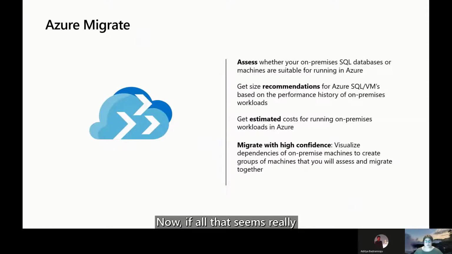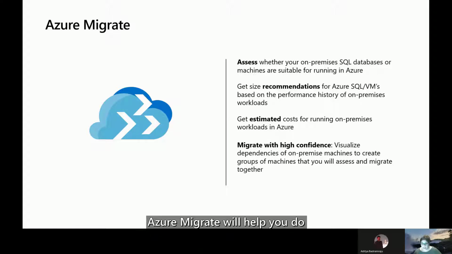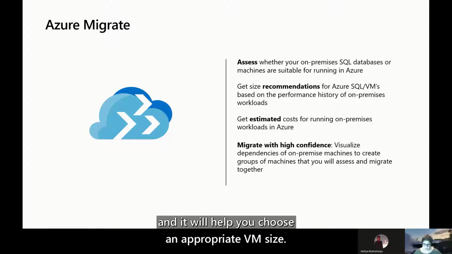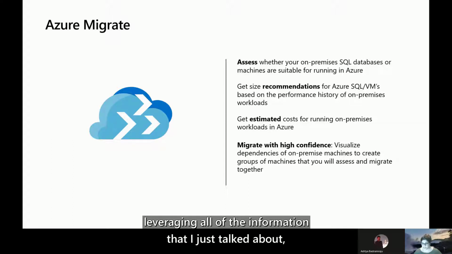Now, if all that seems really overwhelming and you're not sure where to start, I do recommend that you take a look at the Azure Migrate tool. Azure Migrate will help you do this assessment that we talked about, and it will help you choose an appropriate VM size. In fact, it'll help you collect all the data you need to collect. It will analyze that data, and then it will recommend VM sizes based on your on-prem workload. So this is a nice, easy way for you to migrate with high confidence, leveraging all of the information I just talked about and having this automated tool do some of that analysis for you.